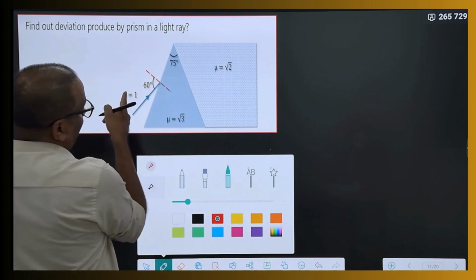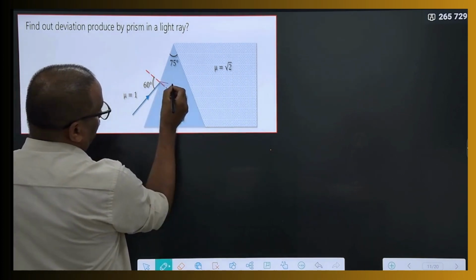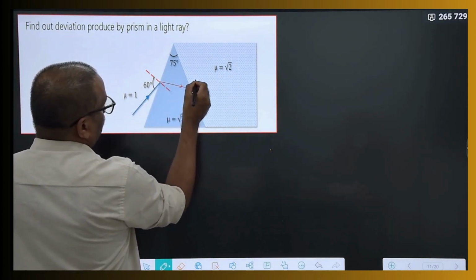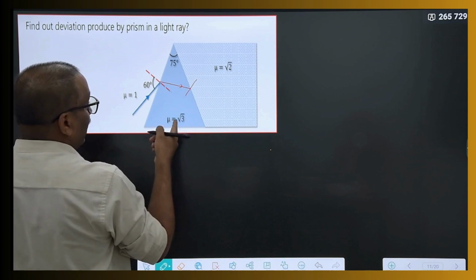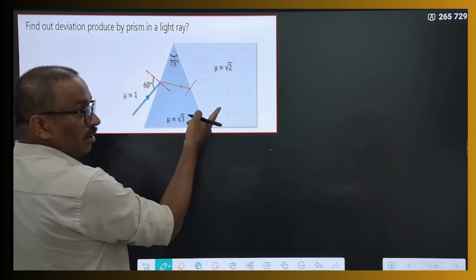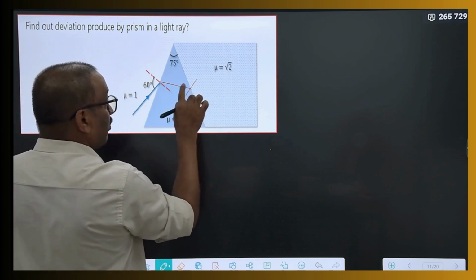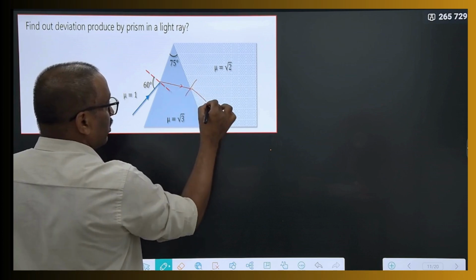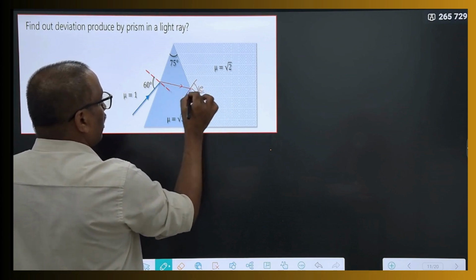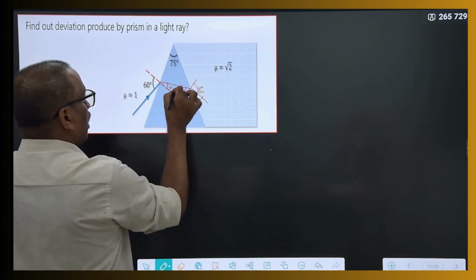This is entering from a rarer medium to a denser medium, so it bends toward the normal. This is your normal. Then it goes from root 3, which is denser, to root 2, which is rarer, so it will bend away from the normal, because this is the rarer medium. This will be your angle of emergence, with r2 and r1 marked.